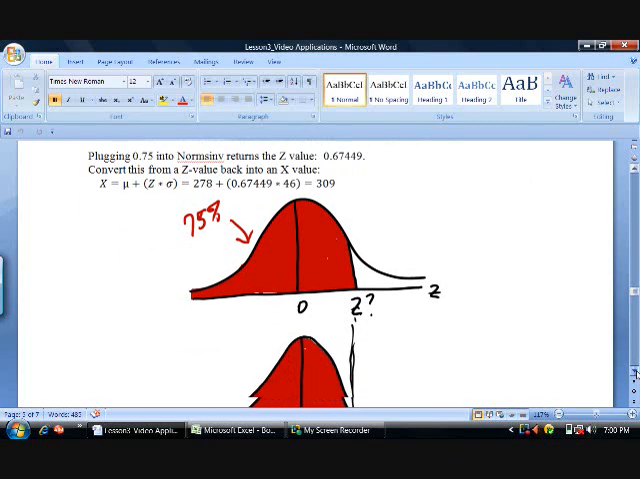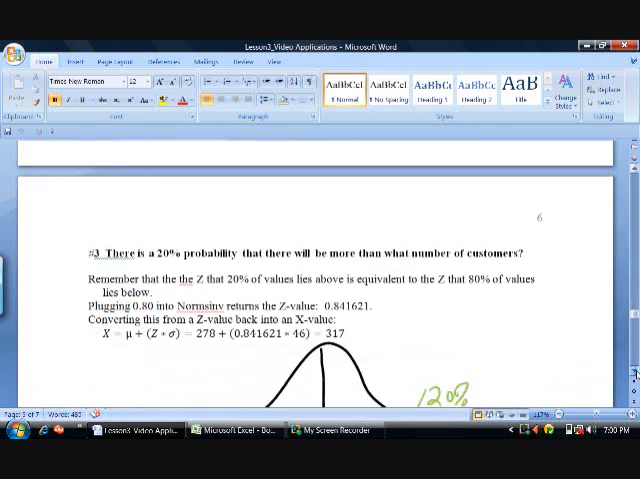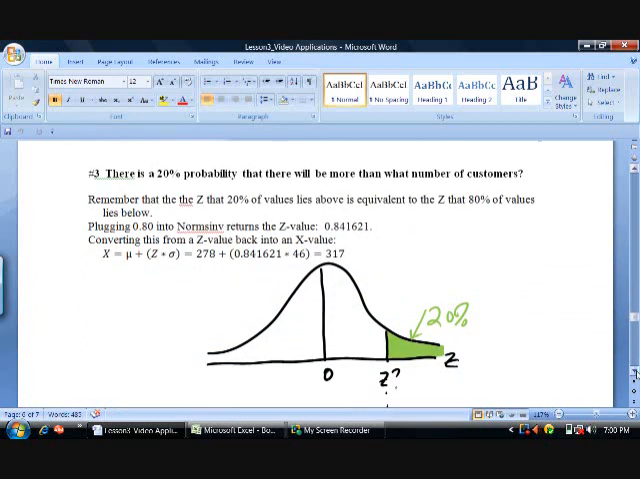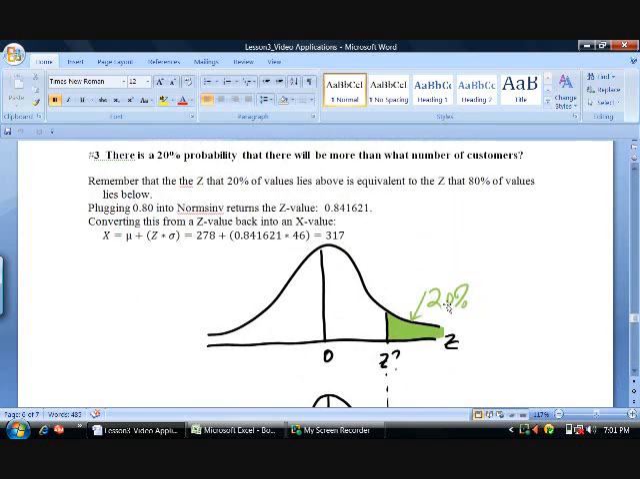Moving on. Let's go to application number 3. Application number 3 says, using the same setup, a mean of 278, standard deviation of 46, there is a 20% probability that there will be more than what number of customers. Well, we've played this game before. We have to convert it into a Z, so I want a Z value, and I want this upper tail. So there's 20% chance of getting a Z greater than this value.